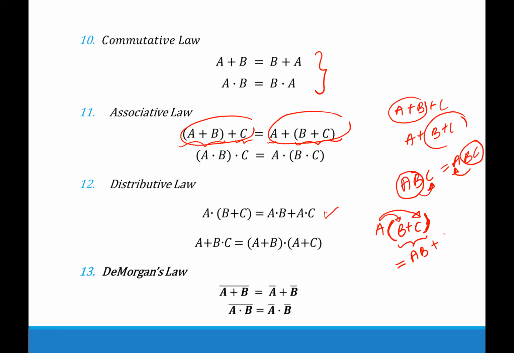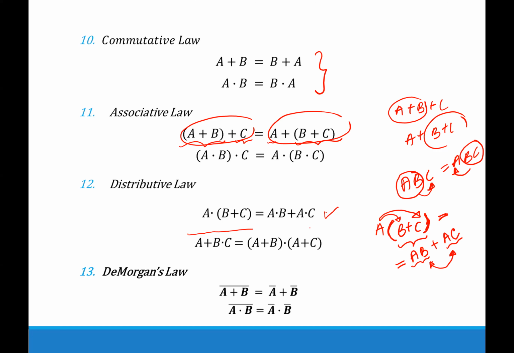A times B, A times C. Also by finding A and B, and also after finding A and C, we can add these two values. Also you can use this method to find the same answer. Whatever the method you use, you will get the same answer. So that is the first part of the distributive law.